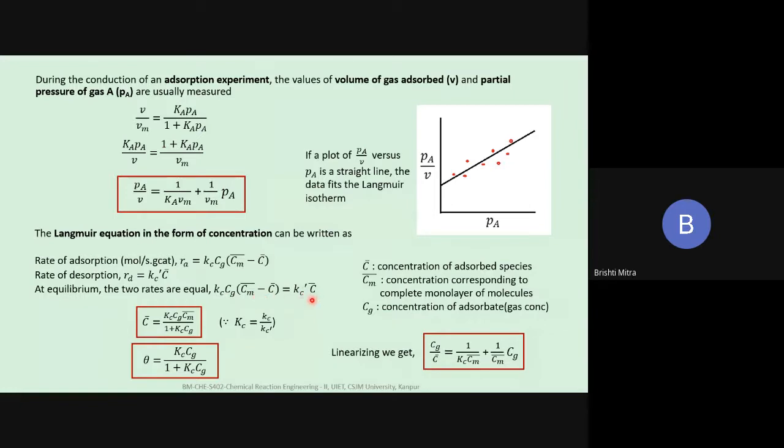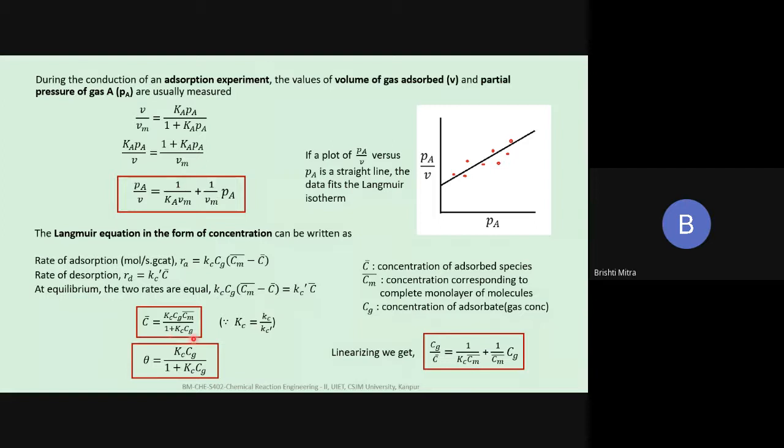That means Kc Cg into Cm bar minus C bar is equal to Kc prime into C bar, sorry. Now, again, the unknown value which has got a variable value is the C bar. So if I want to find out the concentration C bar, what I do is what I had done last time, that I multiply all these terms. That means Kc Cg into Cm bar minus Kc Cg into C bar is equal to Kc prime into C bar.